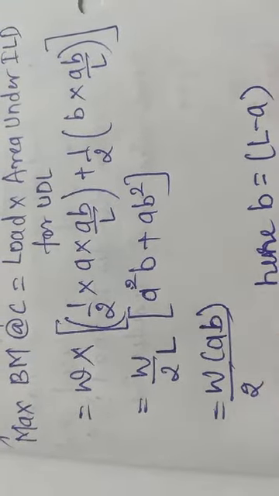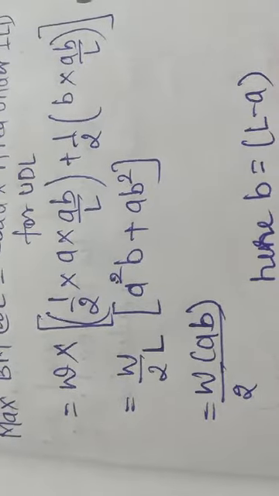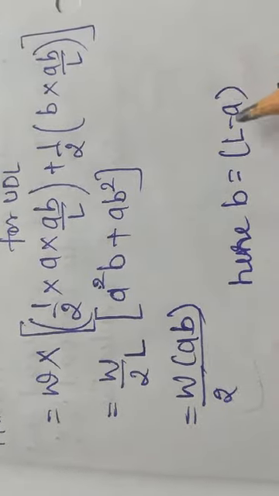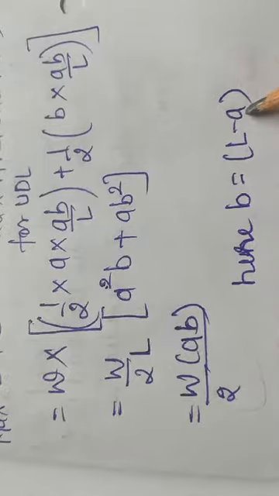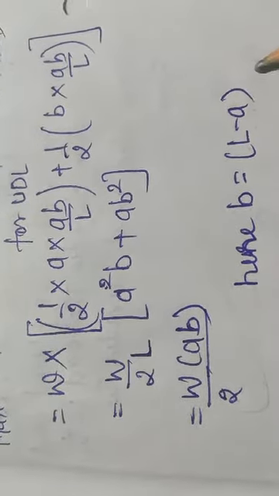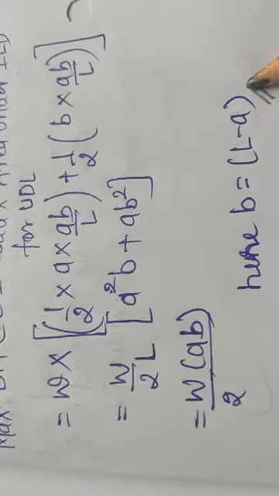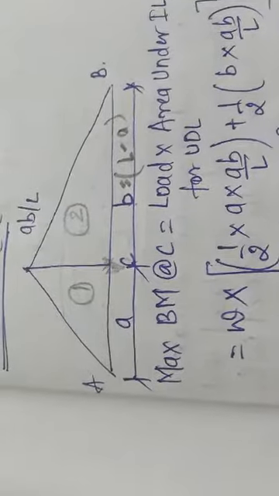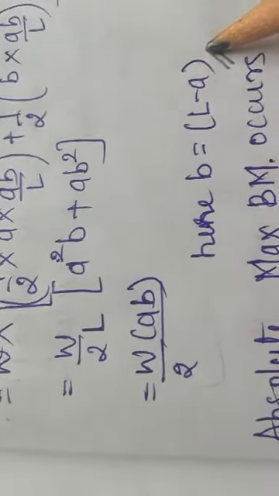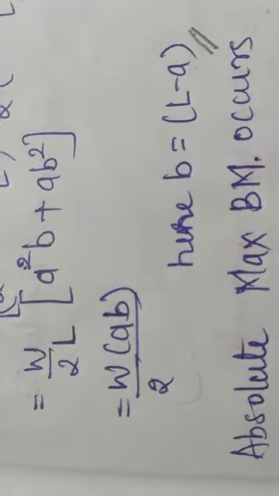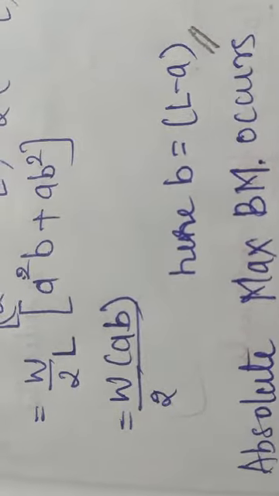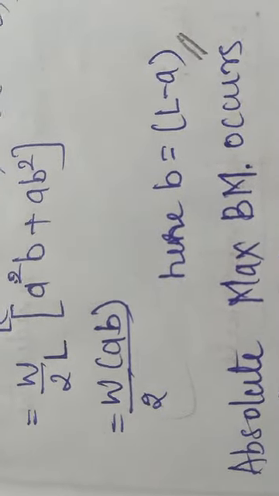Okay, we will be getting this over here. As you all know, B is nothing but L minus A. Now this is the maximum bending moment at point C. Next I have to calculate the absolute maximum bending moment. Where does this absolute maximum bending moment occur?